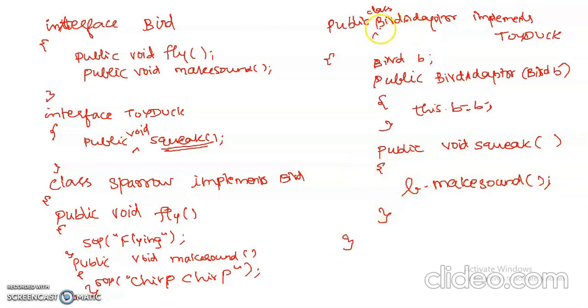Okay, my adapter is having a squeak method. Inside the squeak method, I am adapting the makeSound from this Bird class. Okay, so this is the main purpose of this adapter. Now let us see how to call it.